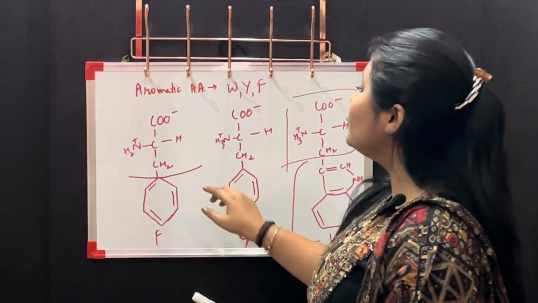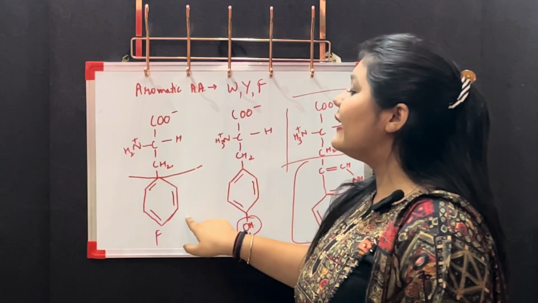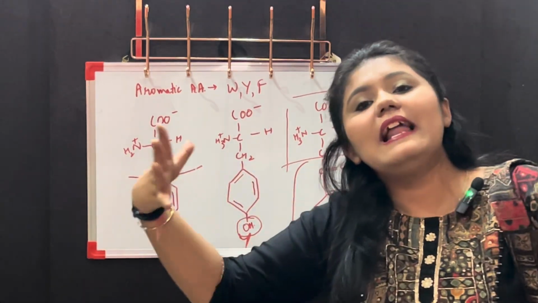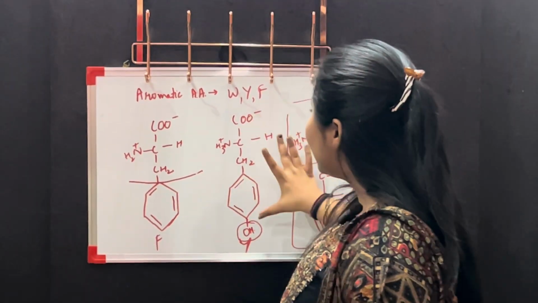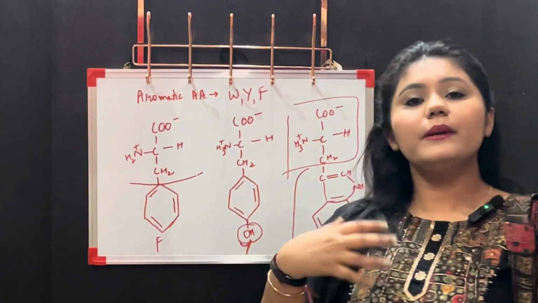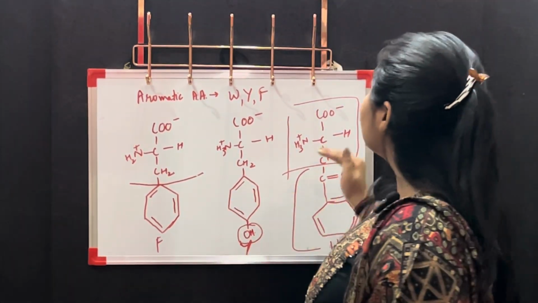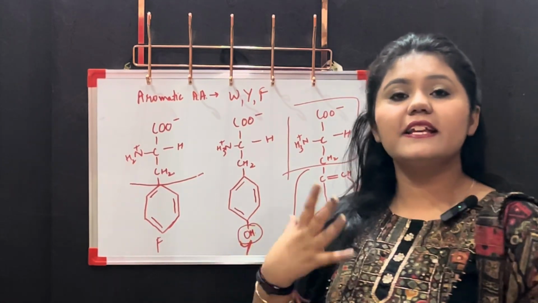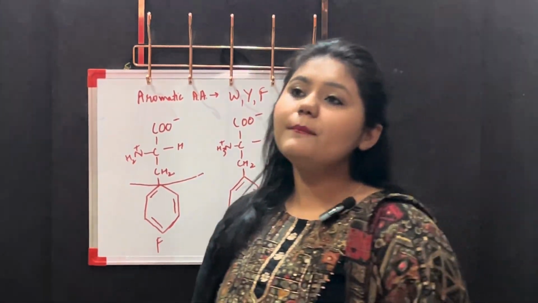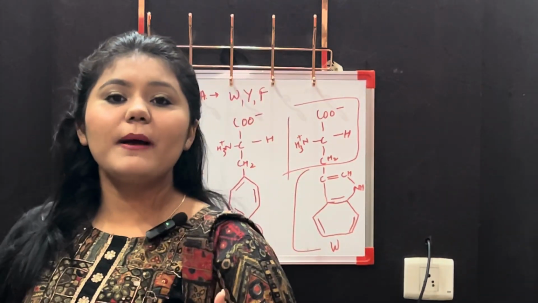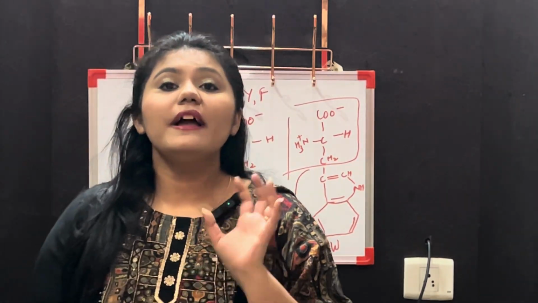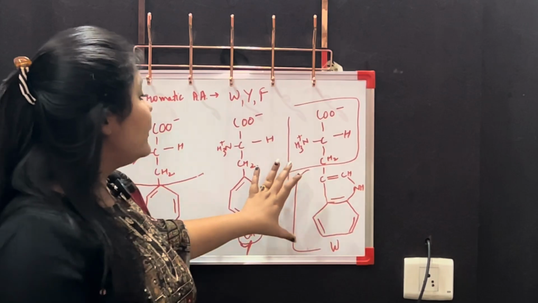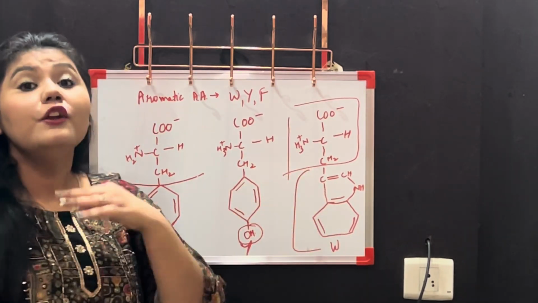Let me just repeat it for you. To the structure of alanine, you add a phenyl group, you will form phenylalanine. Then to the structure of phenylalanine, you add one OH, then it will form tyrosine. Then to the structure of alanine again, you add this indole group, then it is tryptophan. A very important question from the aromatic amino acids is: which is the indole group containing amino acid? It is tryptophan.